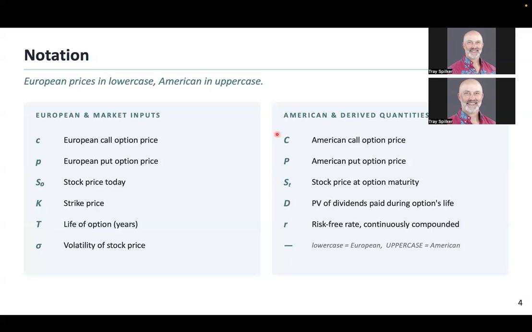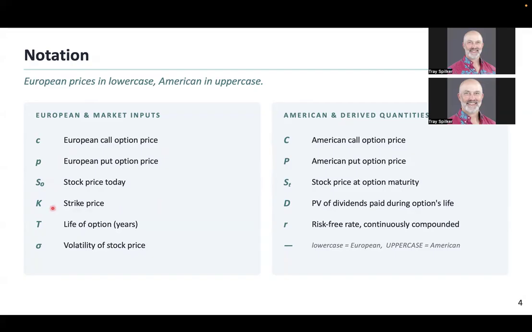We do the same sort of notation for a European style put option, that is, a lowercase p is the put premium that a put buyer would pay. And for an American style put option, that would be a capital P. The stock price today, we've seen before, this is just S of 0. The stock price at maturity would be S of T.